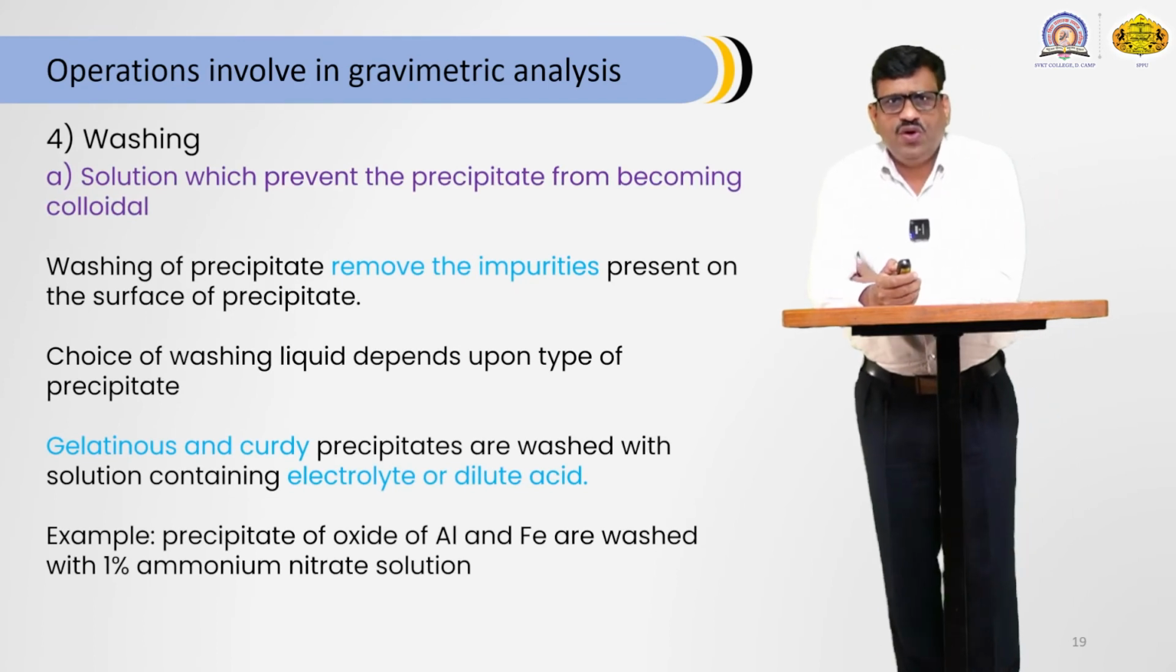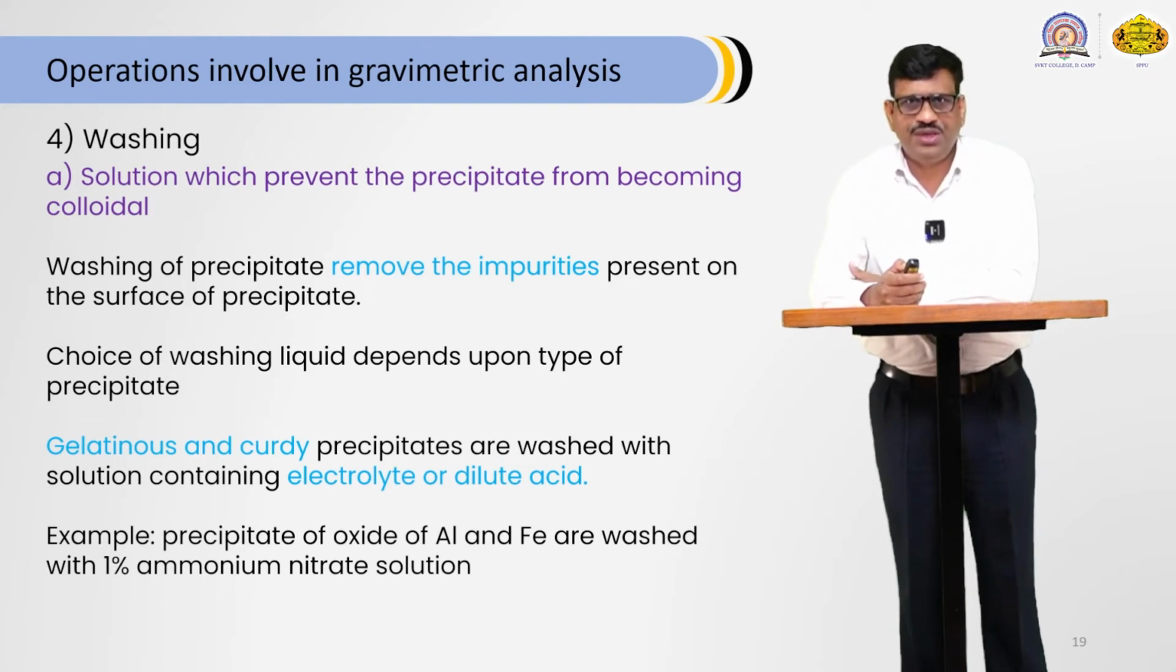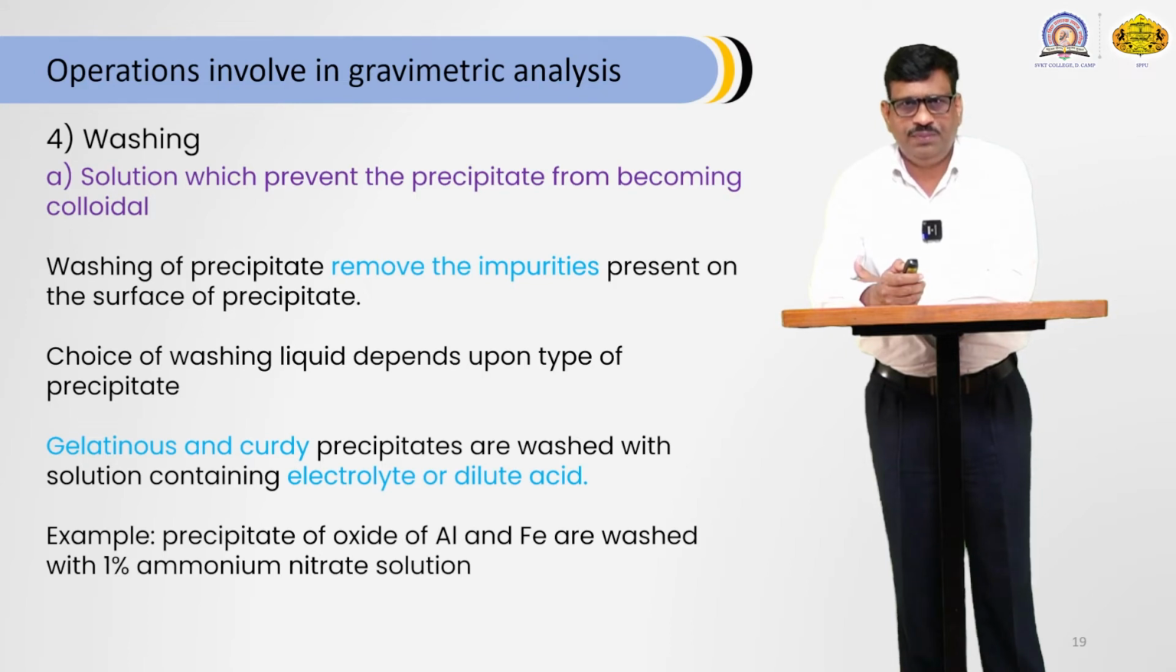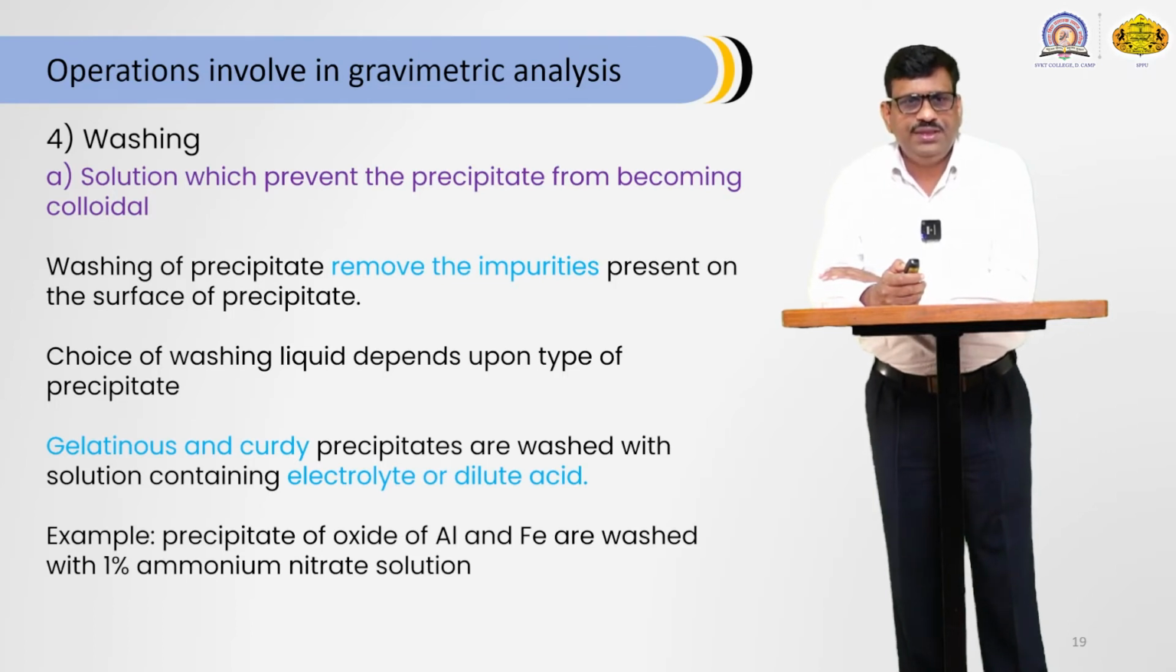Another operation involved in gravimetry is washing. Washing of the precipitate is very important, and selection of the washing liquid is also important. During washing, there should be no loss of precipitate, because in some solvents the precipitate may be soluble, and if it is soluble then there is error in analysis. All these things we should consider before washing. First, a solution which prevents the precipitate from becoming colloidal.